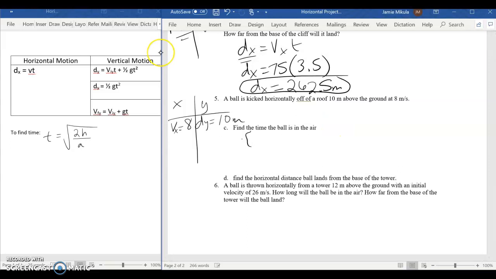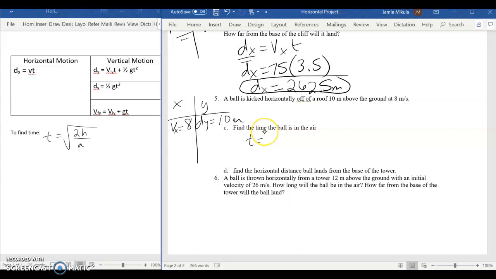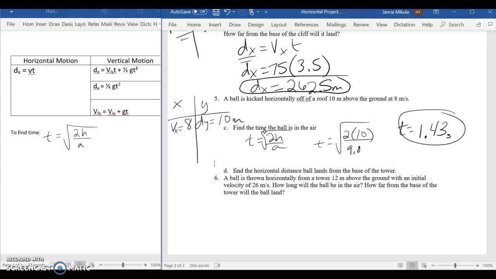Okay, so that is going to be a t. All right, t equals square root 2h over a or g. t equals square root 2, the height is 10 divided by 9.8. 2 times 10 is 20. 20 divided by 9.8 is 2.04. Take the square root of that and you're going to get 1.42. So time equals 1.4, I'll round up to 1.43 seconds.